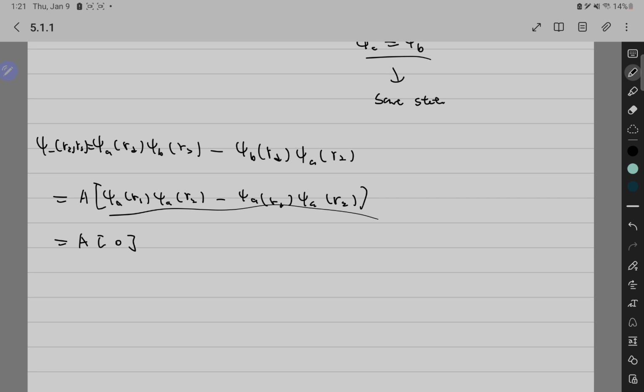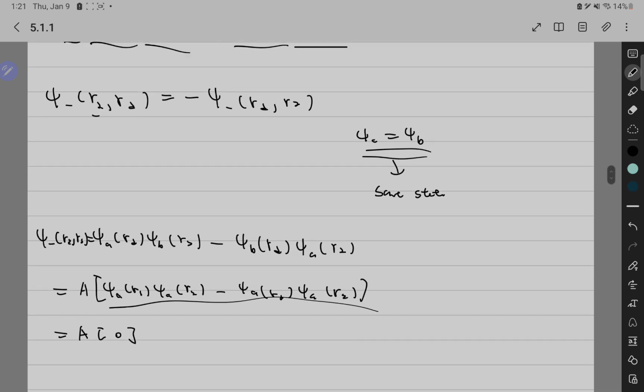That's outrageous, right? When you have two identical fermions occupying the same state, our assumption that psi A is equal to psi B, we're left with no wave function at all when you plug it into this formula. That is very problematic, and that is the famous Pauli exclusion principle, which states that no two identical fermions can occupy the same state. So for example, two electrons cannot occupy the same state.